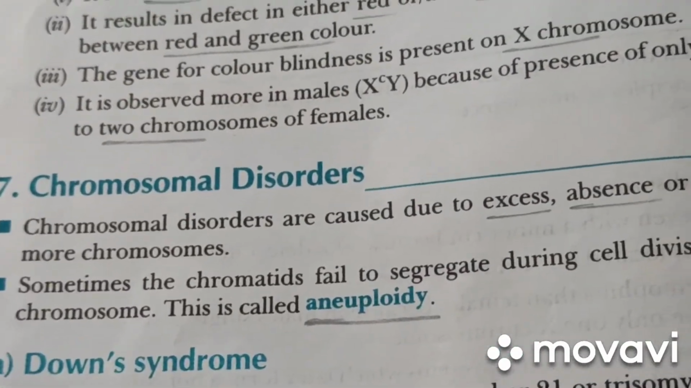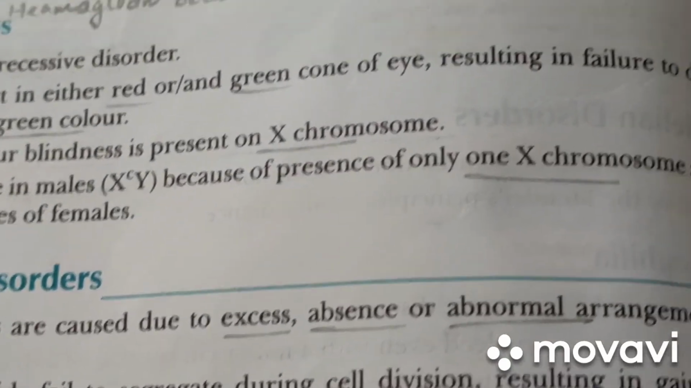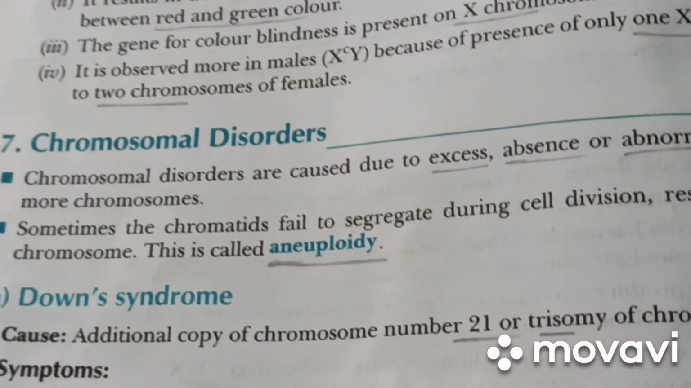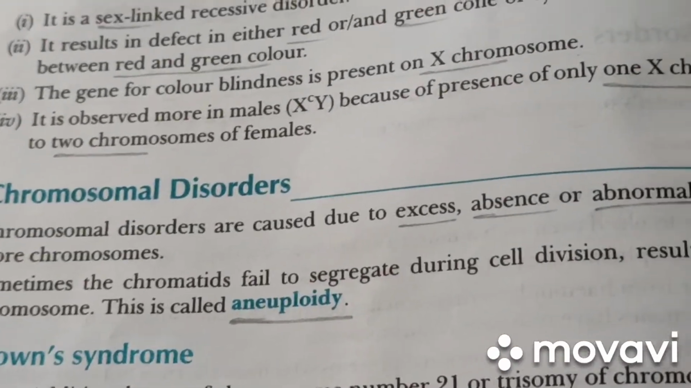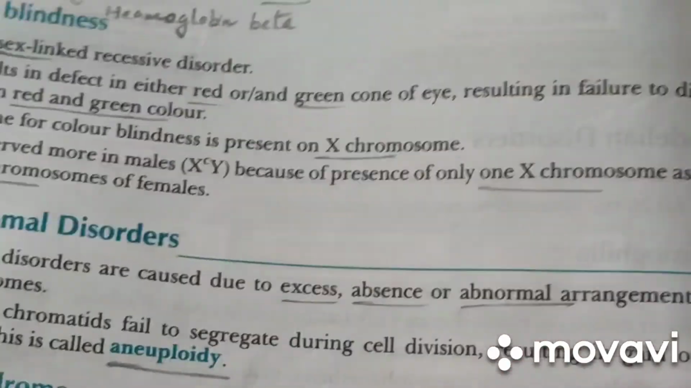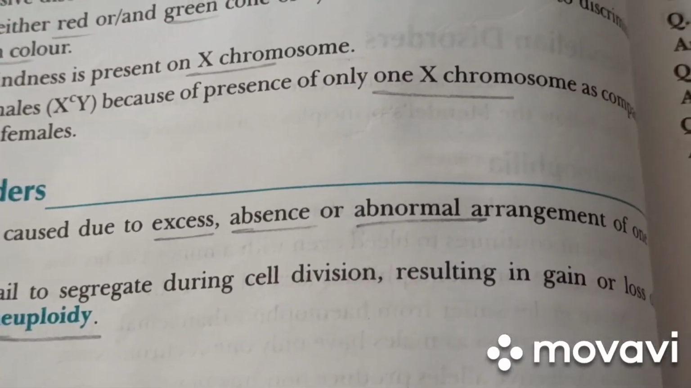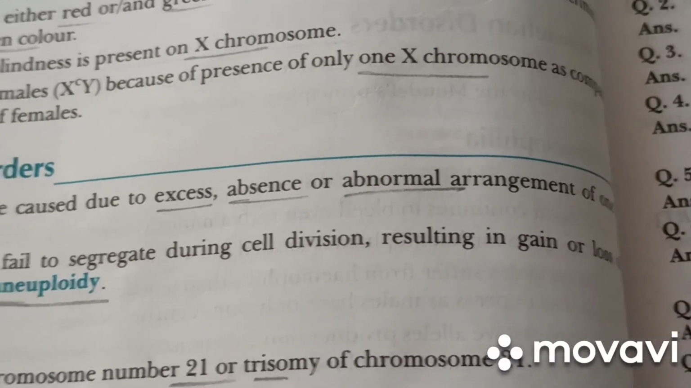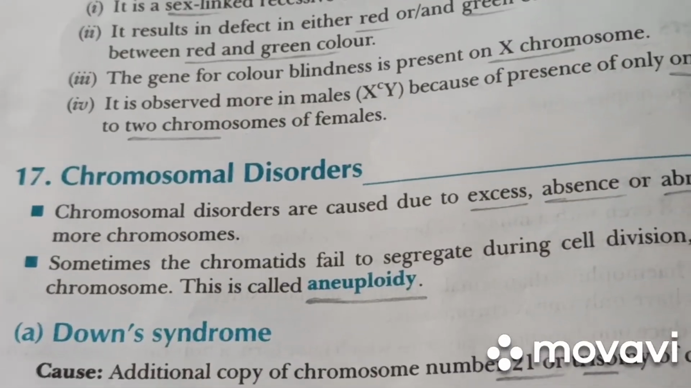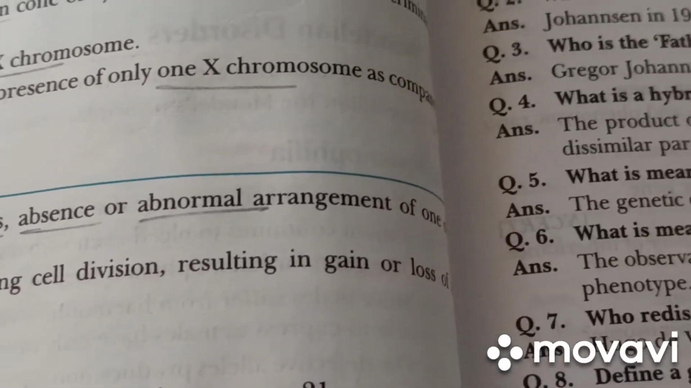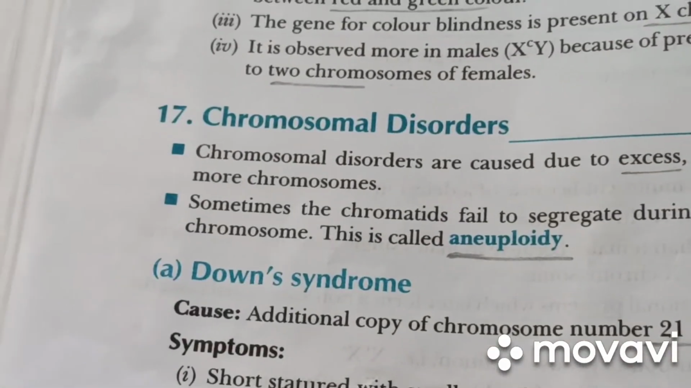chromosomal disorders? Chromosomal disorders are caused due to excess, absence or abnormal arrangement of one or more chromosomes. Sometimes there may be excess chromosome, I told instead of 2 it will be 3. Sometimes there may be absence of chromosome, instead of 2 it will be 1. Sometimes there is an abnormal arrangement of chromosomes. Sometimes the chromatids fail to segregate during cell division, resulting in gain or loss of chromosomes.